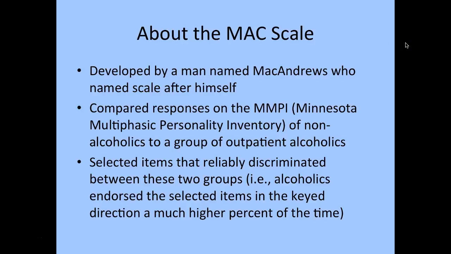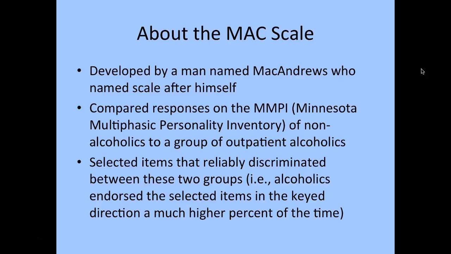So anyway, this scale was developed by a man named McAndrews, who named the scale after himself, and it was developed by comparing responses on the MMPI, which is otherwise known as the Minnesota Multiphasic Personality Inventory, of non-alcoholics to a group of outpatient alcoholics. Now, you may recall that the MMPI was an objective paper and pencil 567 true-false item personality inventory that was covered in Chapter 3. You might want to refer back to see what that scale is all about.